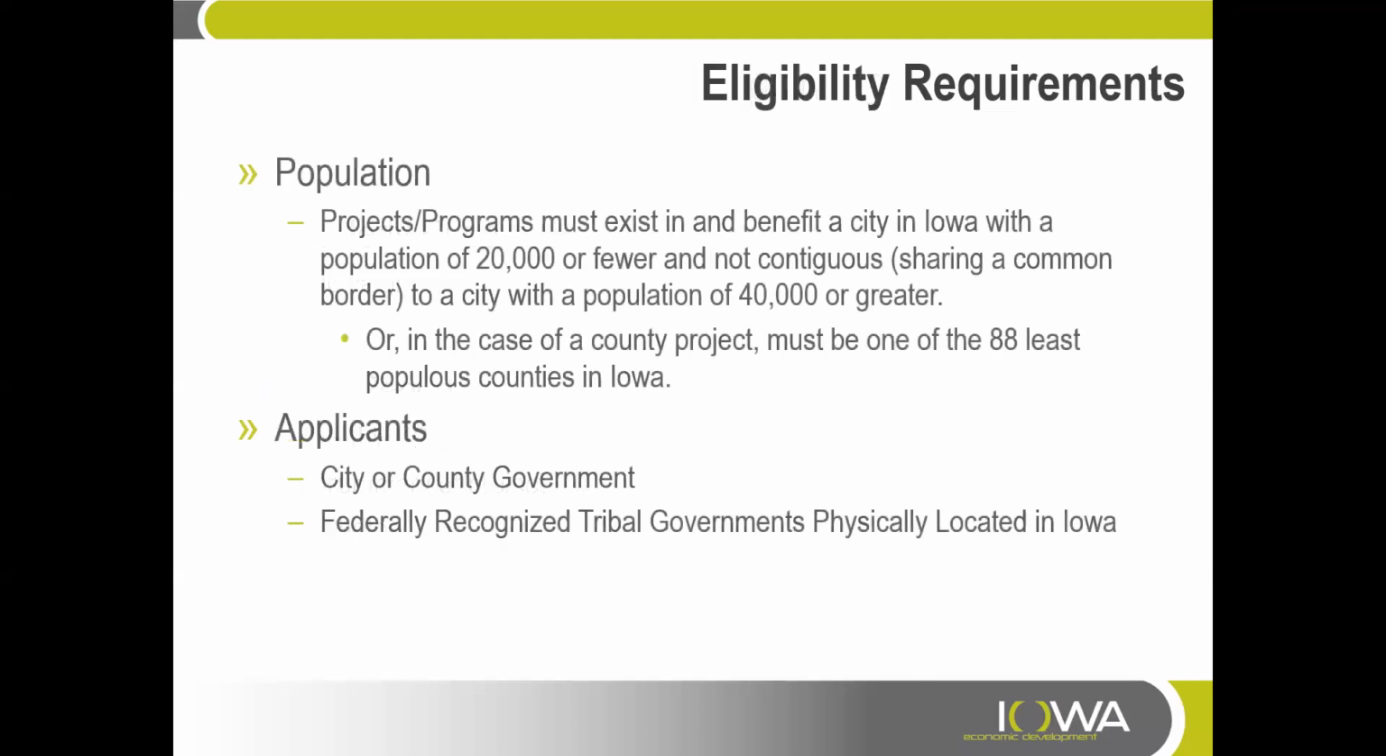Eligibility requirements: our population requirements are the same across all grant programs for the Center for Rural Revitalization. That is that the program or project must exist in and benefit a city in Iowa with a population of 20,000 or fewer, and not contiguous to a city with a population of 40,000 or greater. Also, if it is a countywide project, then it must be one of the 88 least populous counties in Iowa. The applicants for this project are limited to city or county government or a federally recognized tribal government that is in Iowa.